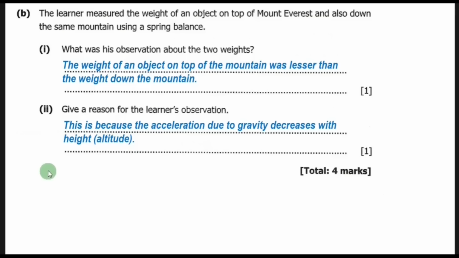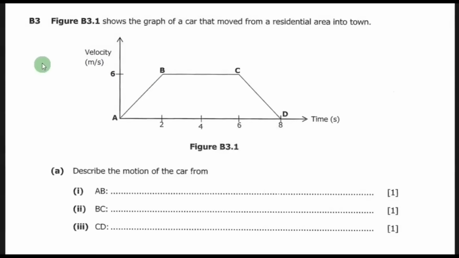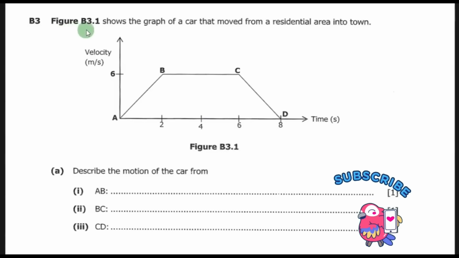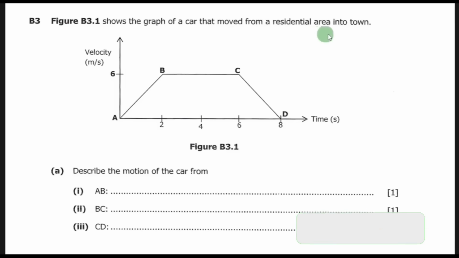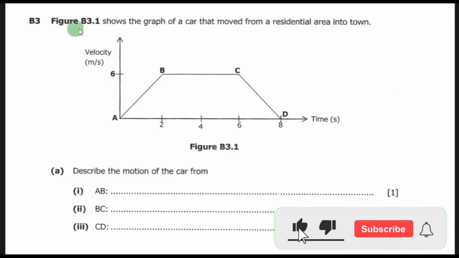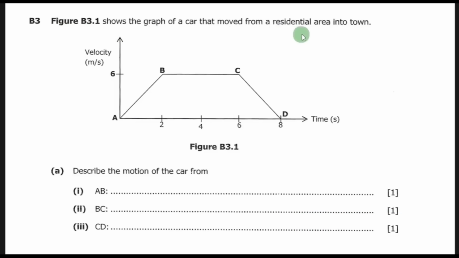So let's move to another question, which is B3. B3 reads, figure B3.1 shows the graph of a car that moved from a residential area into town. All right, so this is the figure: velocity on the vertical axis, time on the horizontal axis. Then we have A, B, C, D. Then they're saying, A, describe the motion of the car from A to B.